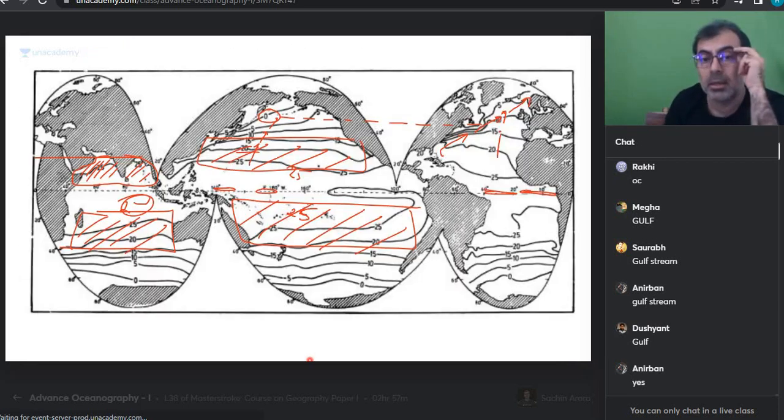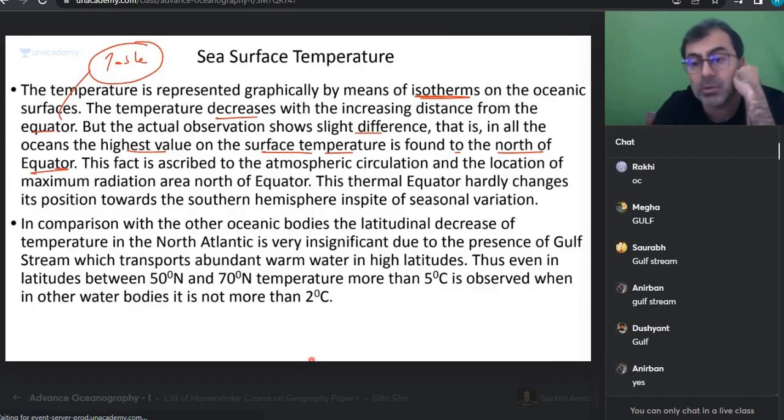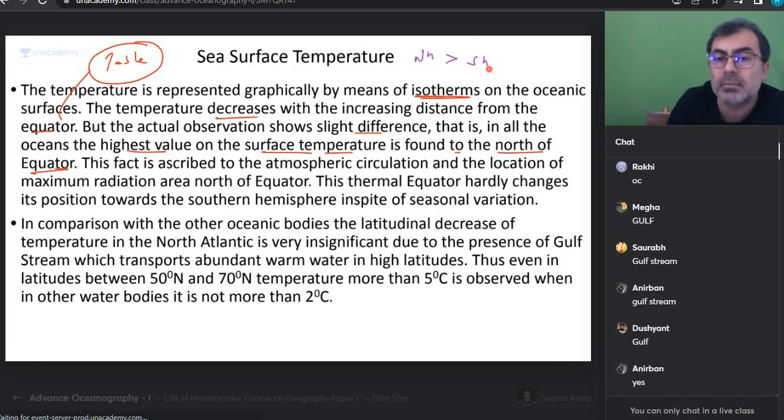Okay, there is one more thing in this. If you are looking at warm, this area is warmer compared to the southern hemisphere. It has been found from research that the northern part of the equator is relatively warmer. Okay, the thermal equator hardly changes its position towards the southern hemisphere, so mostly the northern hemisphere is warmer. This we have already looked at.